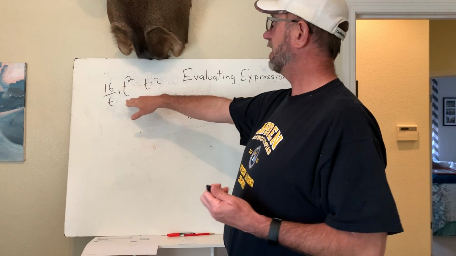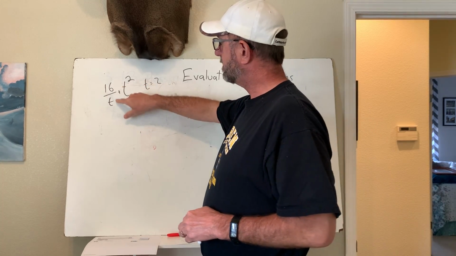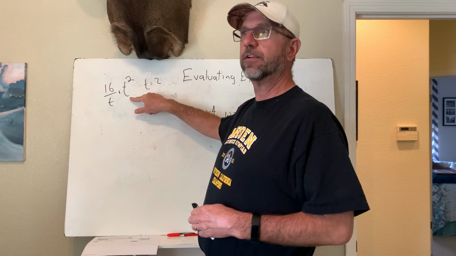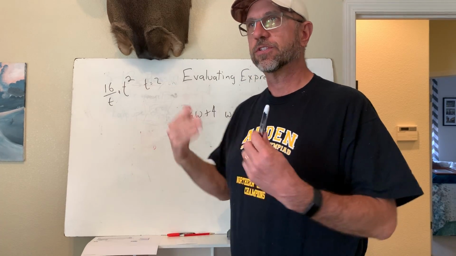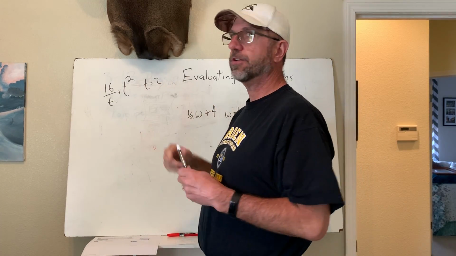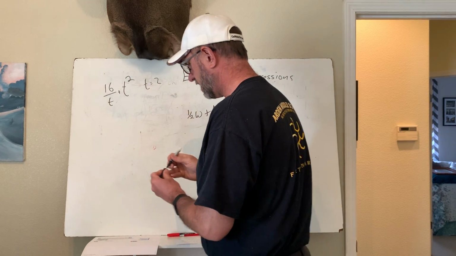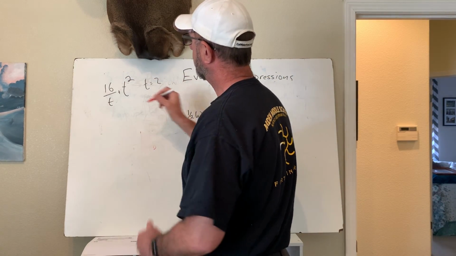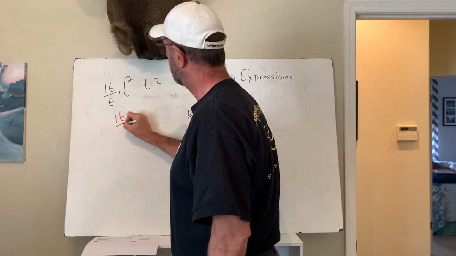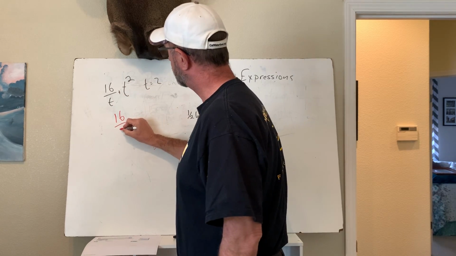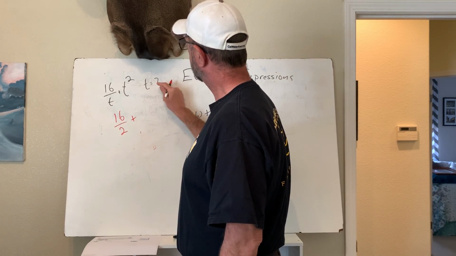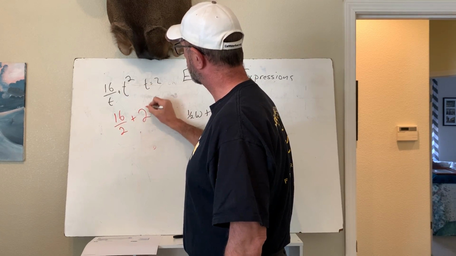So a couple of the problems I looked at, this one here, 16 over t plus t squared for t equals 2. So what you're going to do is plug in 2 for t. I'm going to make it now 16 over t, which is 2, plus t squared, which is 2, so 2 squared.